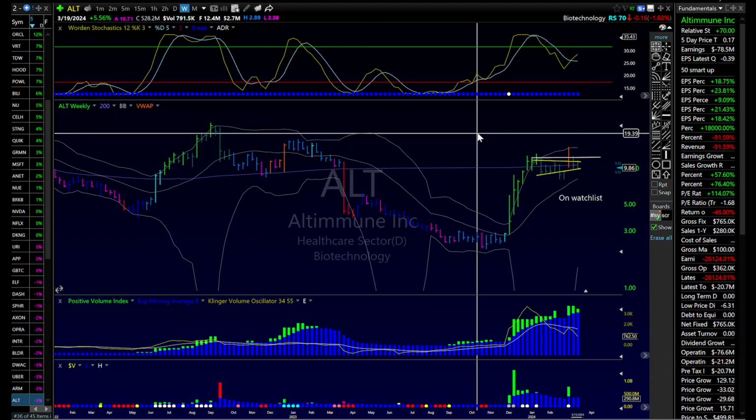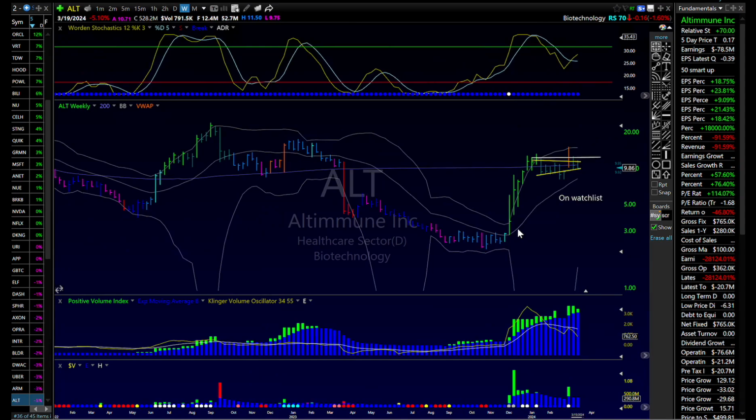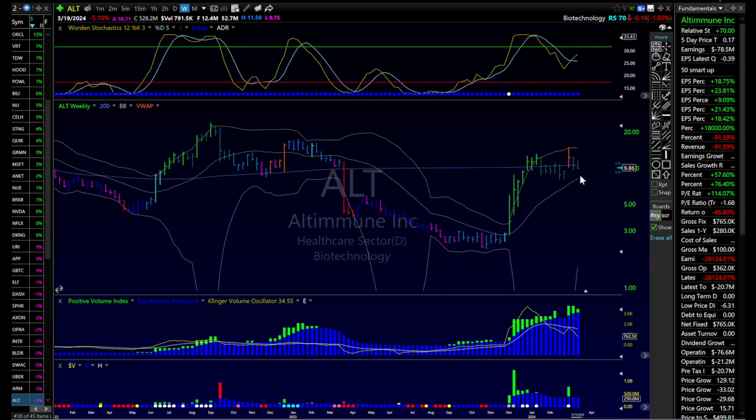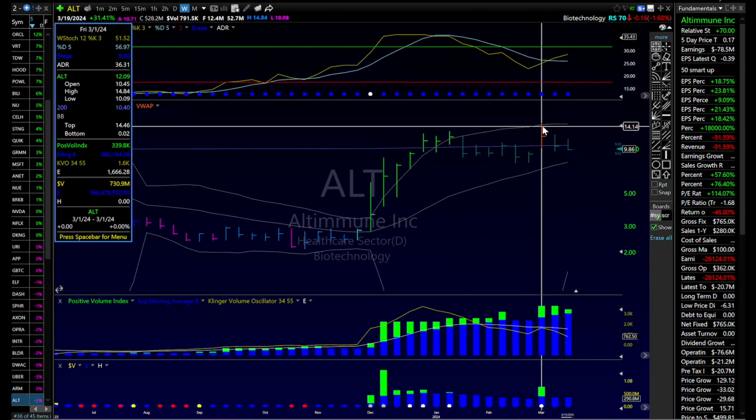ALT is still going sideways, kind of building on a pretty long base here. Momentum is down. Had some selling on Friday. Let me clean this up a second. So this is one that you could have been ready to short because it tries to break out here, fails.